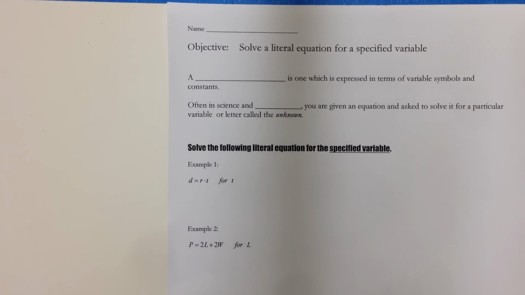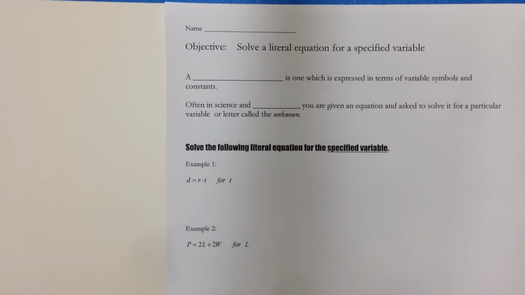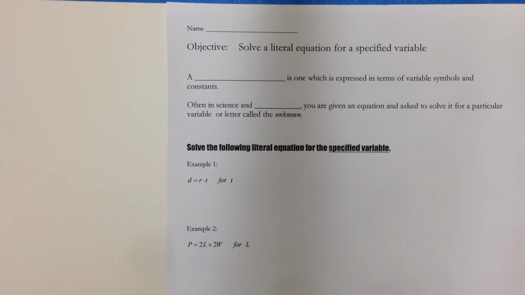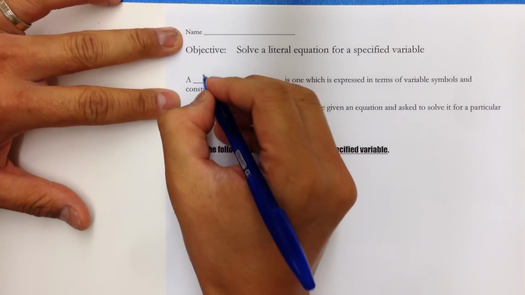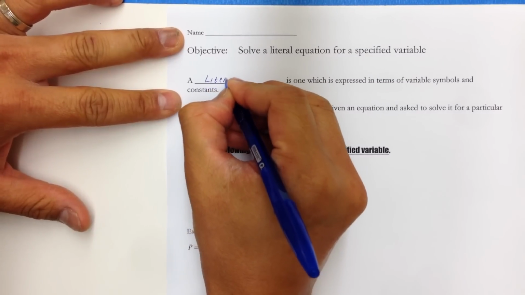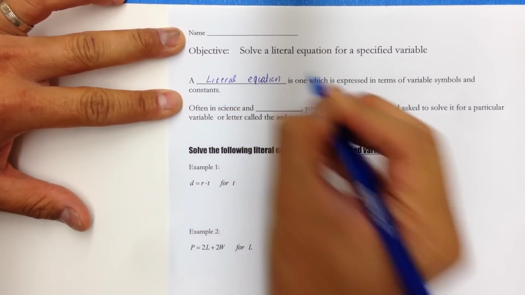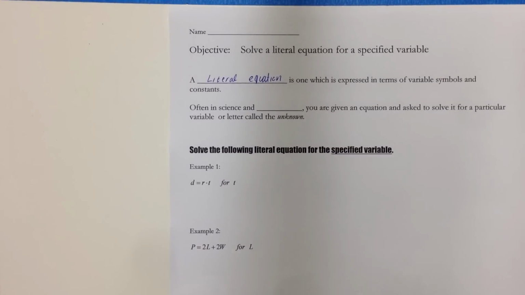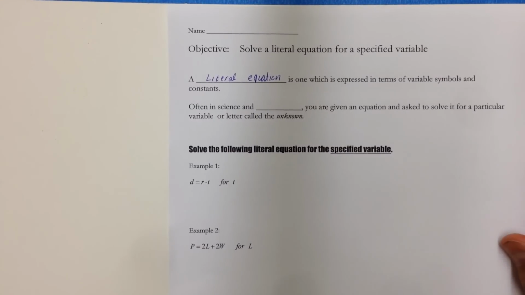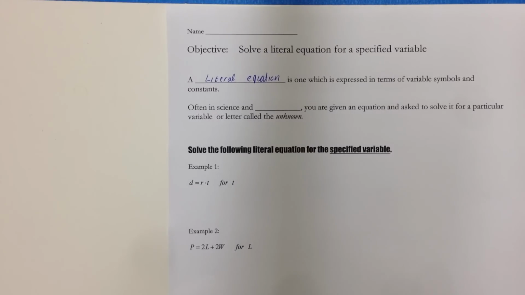Algebra 1 students, today we will be learning how to solve a literal equation for a specified variable. So let's start out with a definition of what a literal equation is. A literal equation is one which is expressed in terms of variable symbols and constants.